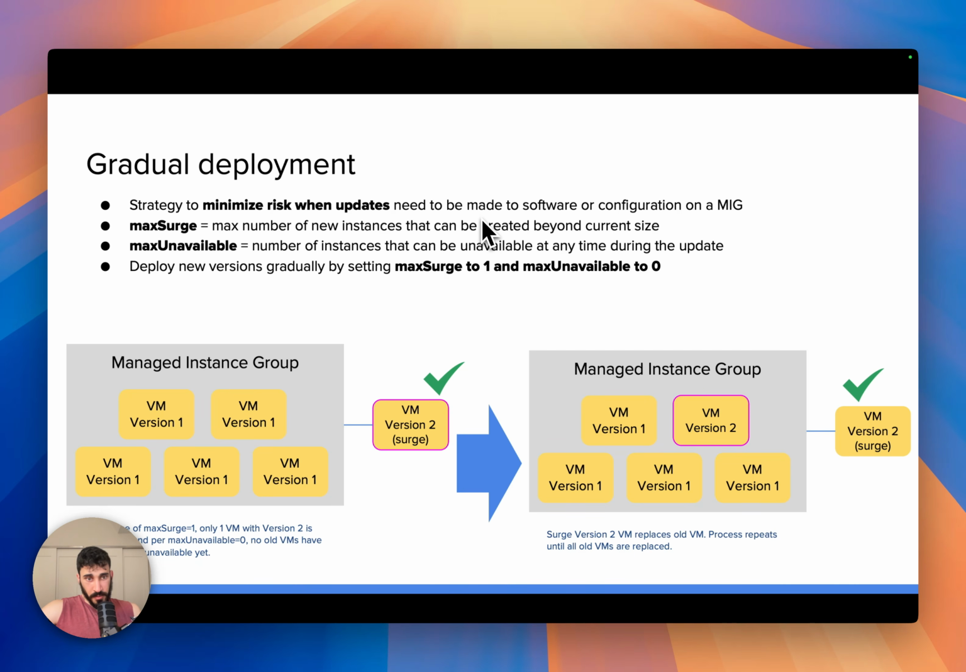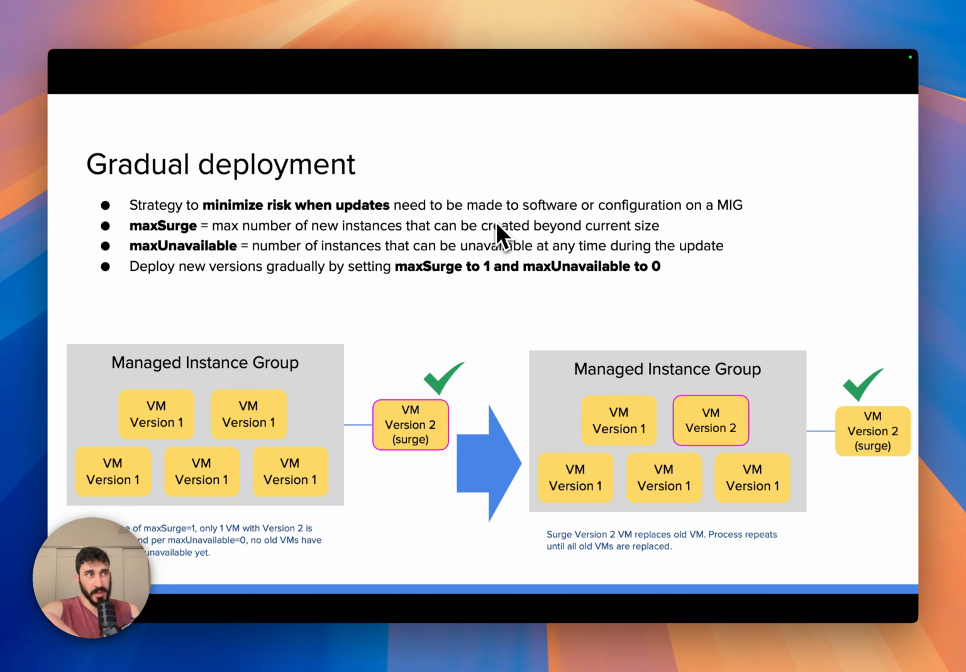Let's talk about gradual deployments with MIGs here. So sometimes you want to minimize risk when updates need to be made to software or configuration on a MIG. What you want to do is configure the max surge field, which is the maximum number of new instances that can be created beyond the current size. And you also need to pay attention to max unavailable, which is the number of instances that can be unavailable at any time during the update. So these basically define or constrain how new deployments can be done with your MIGs, right?